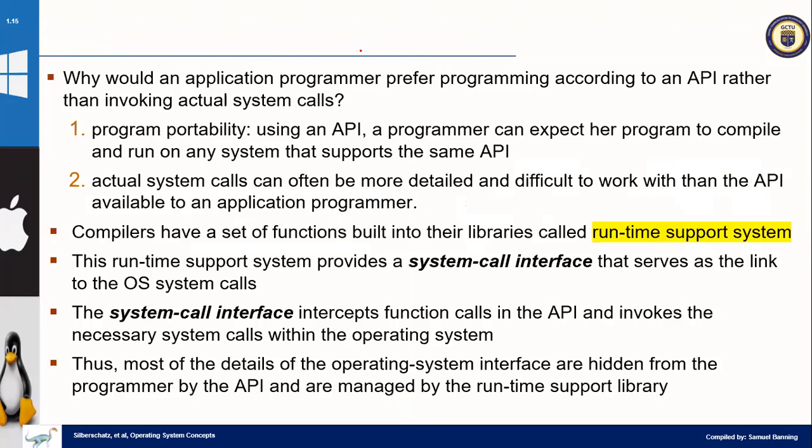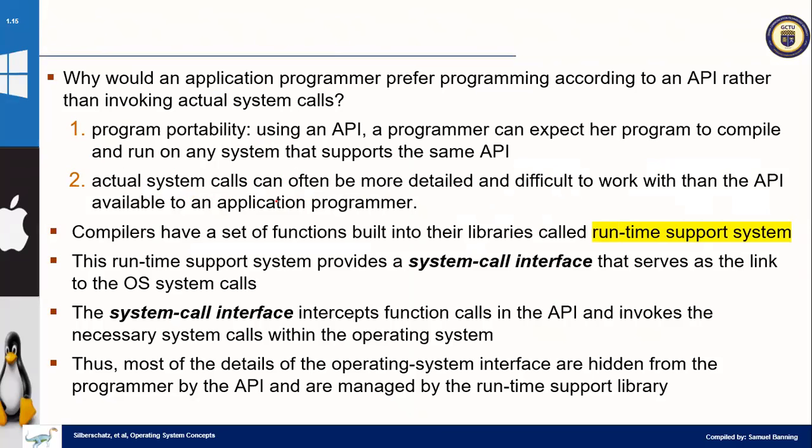The second reason why a programmer will prefer to use an API is that the actual system calls can be more detailed and difficult to work with. So you don't want to worry yourself so much about complex system calls. Just stick with what the API provides and you are good to go.